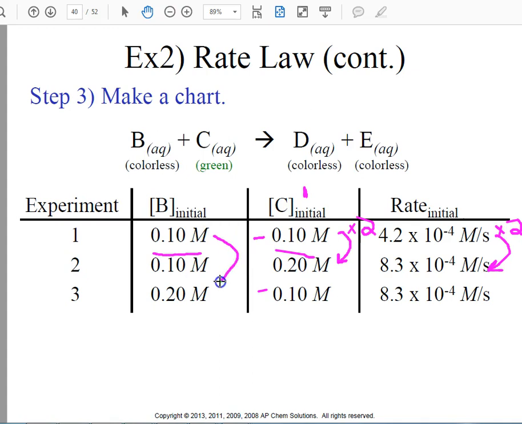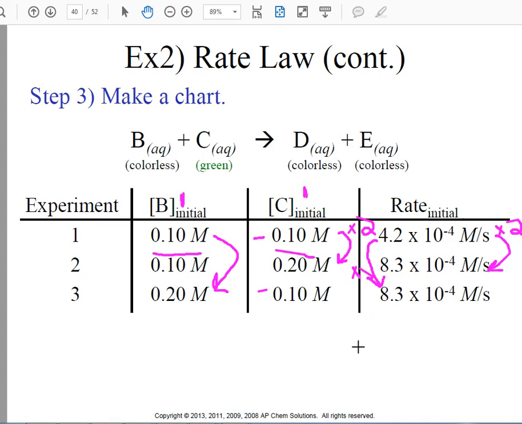So from 1 to 3, what does B do? What did they do to B from 1 to 3? They doubled it, right? And let's look at what that does to the rate. So we're looking at 1 and 3. We're not looking at 2 here. 1 to 3, what happened to the rate? So B was doubled. Did that have no effect on the rate, a direct effect on the rate, or a squared effect? Well, B was doubled, and so was the rate. So the same thing happened to B and the rate. So that also makes B first order.